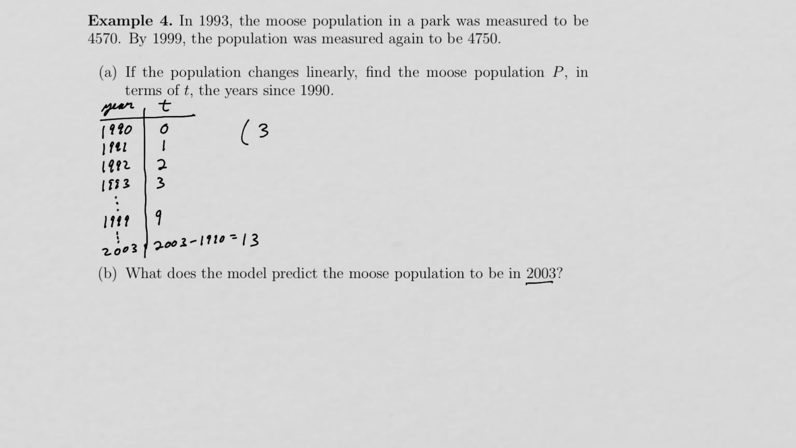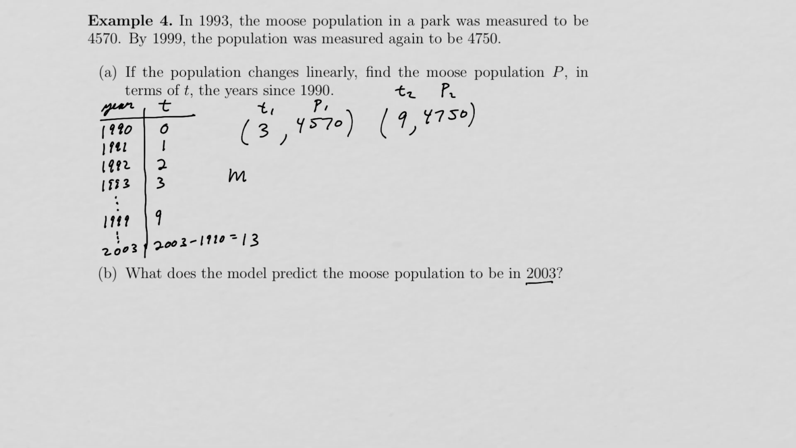when t is 3, so I'll call this T1, the moose population is 4,570. So this is P1. I also know in 1999, when t is 9, so I'll call this T2, the moose population is 4,750. So this is P2.